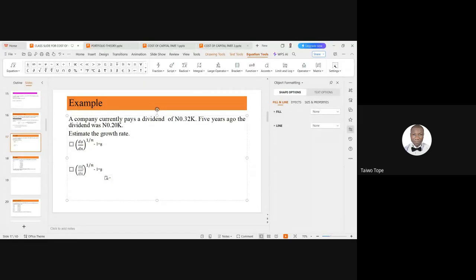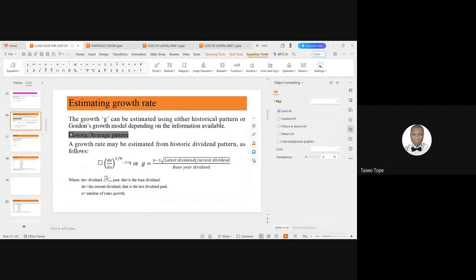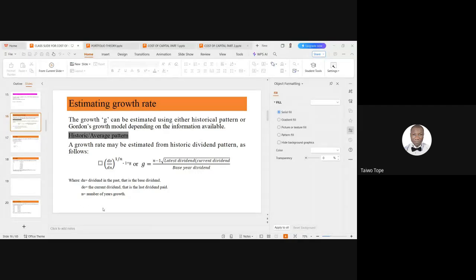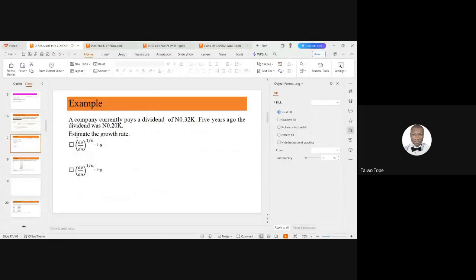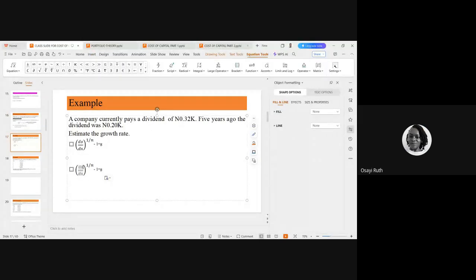D0 is what, from the question? 0.32. Why is it 0.32? See it: current dividend. So we have it as 0.32. Dn is what? 0.20.